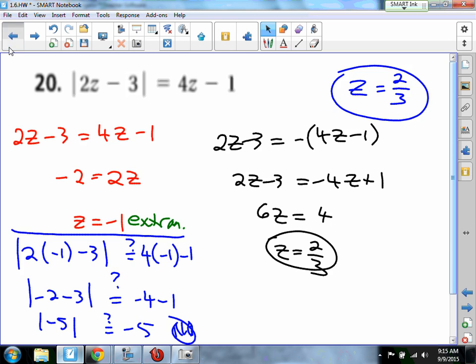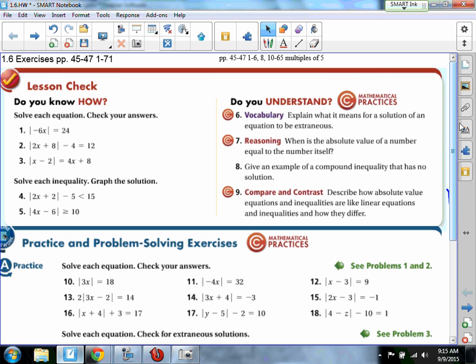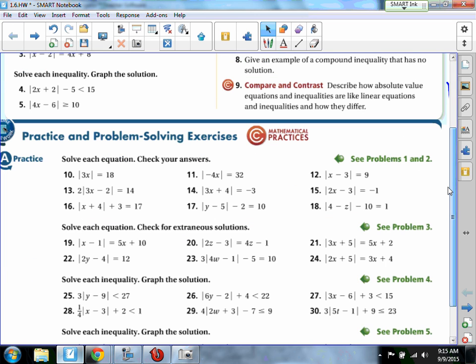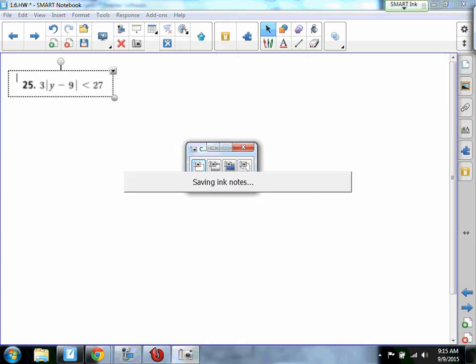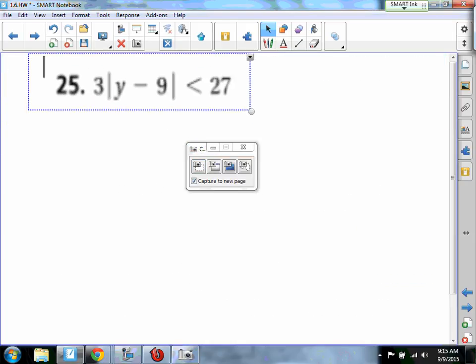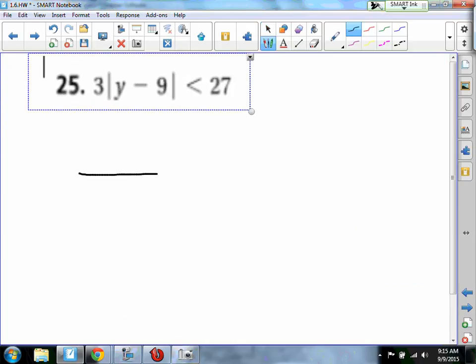So I guess we're on to 25. We didn't get a chance to see this one in the other class, but I really like this one. Solve and graph. Kind of like I did before, I'm going to set up my number line. Open or closed circles? Open circles, good, because it's not equal to. Shade between or shade beyond? Shade between, nice, we're getting it.